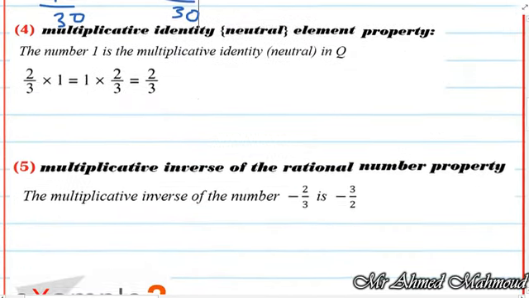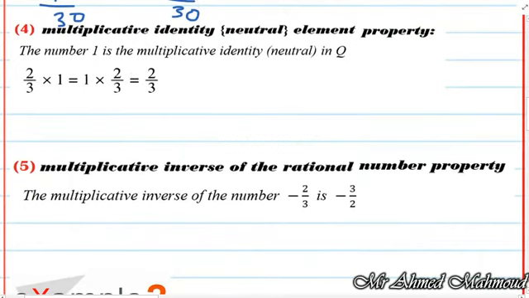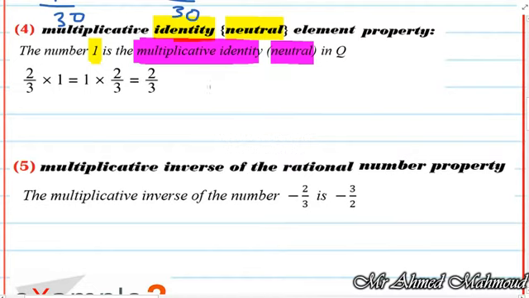Property number 4, multiplication identity or multiplication neutral. As I explained before, the word neutral or identity means an element with no effect. Number 1 is called the multiplicative identity, or the multiplicative neutral in Q. Why? Because if I multiply 2 over 3 by 1, it equals 2 over 3 without change.